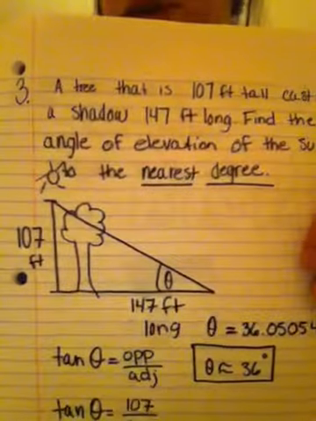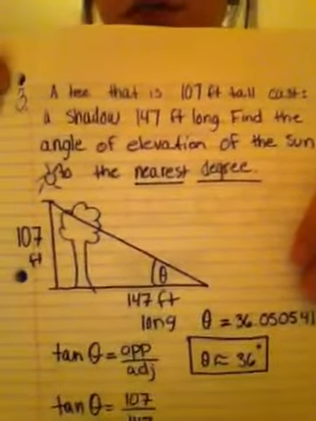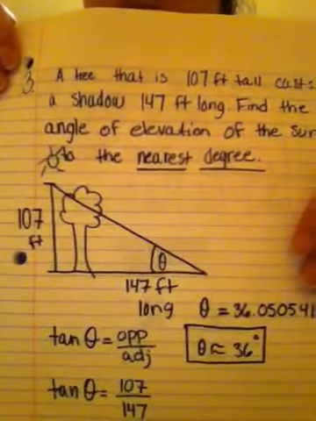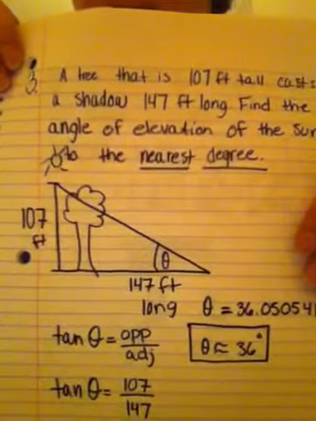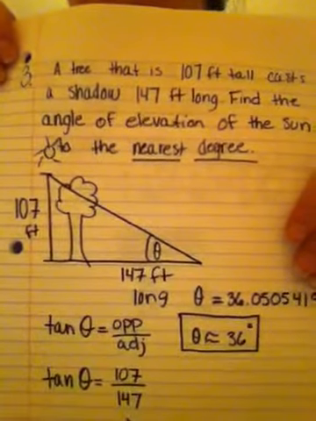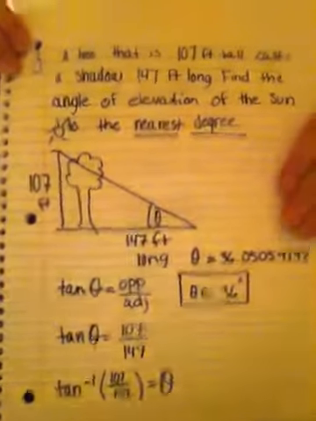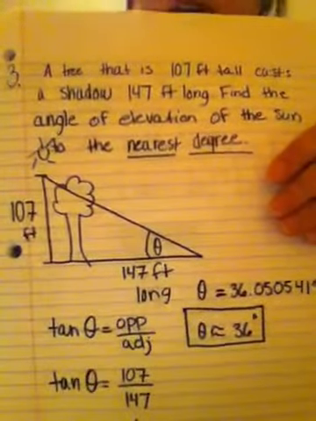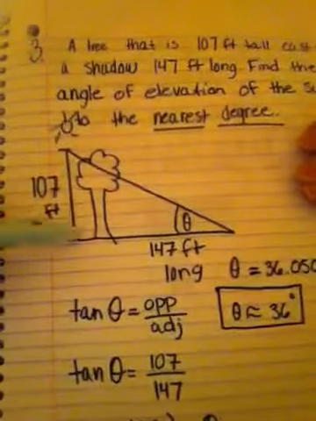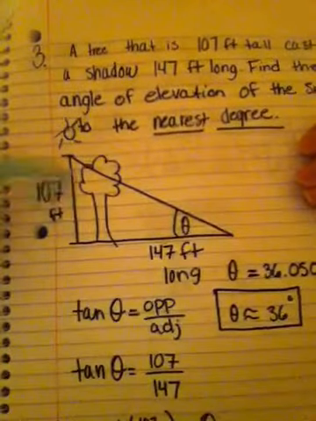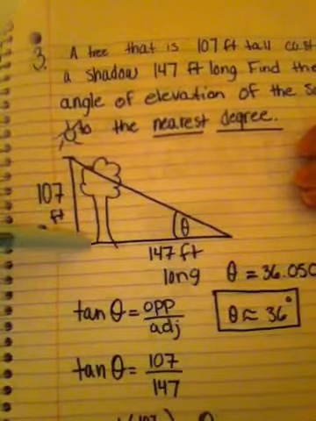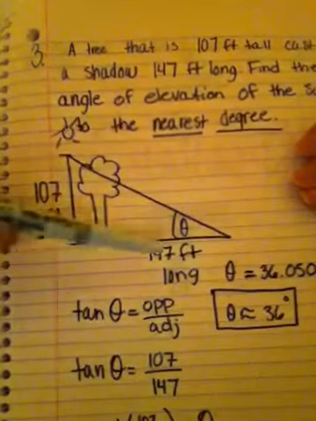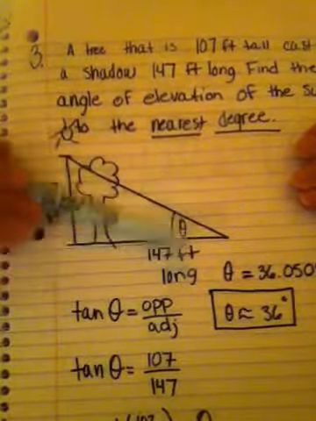Okay, number three reads, a tower that is 107 feet tall casts a shadow of 147 feet long. Find the angle of elevation of the sun to the nearest degree. All right, well, first of all, I started off with drawing a picture. 107 feet represents the height of the tower, and 147 represents the length of the shadow. This theta is the angle of elevation.